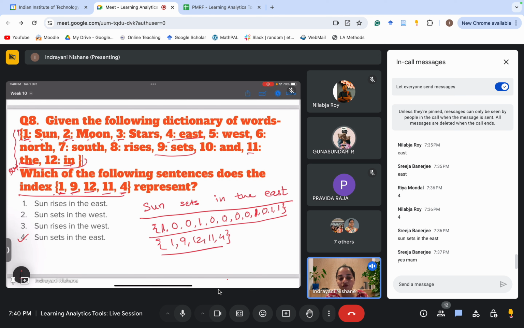So this is how we will interpret this sentence using bag of words. Each word is present or absent, and this is the sequence in which they are written.